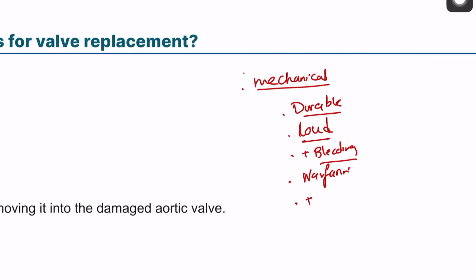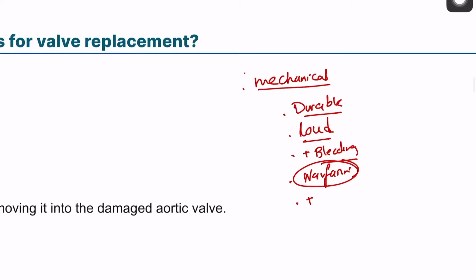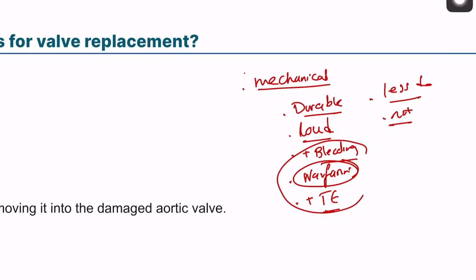And there is increased risk of bleeding because the patient will need to be on warfarin for a very long time. And obviously, the reason why we're giving them warfarin is because there is increased risk of thromboembolism as well. On the other side, we can have a tissue valve or a prosthetic valve, and these are less durable, they are not loud, and they don't need warfarin or anticoagulation for life.